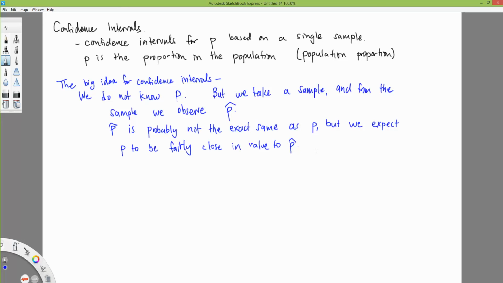We look at a sample, and we're saying, based on what we see in the sample, what does this say about P, the proportion in the population? We have formulas for that, but the big picture idea is we don't know what P is, so we take a sample, and we see P hat, and based on that P hat, we're going to make basically an interval: P hat, give or take some value, and we're confident that P is in there. Is that concept okay?